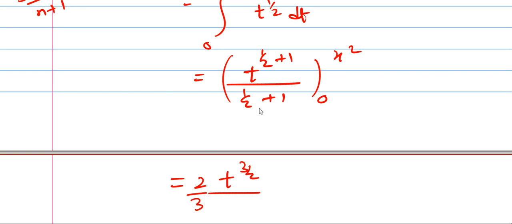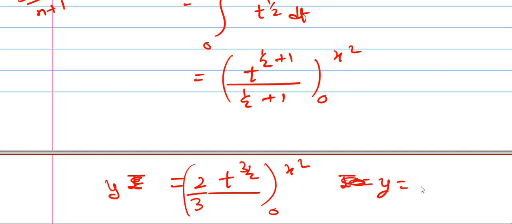Denominator will be 3 by 2. So 3 by 2 is nothing but the denominator, so it becomes 2 by 3. Limits are 0 to x square. So this is nothing but my I. So I equal to y. So y equal to, substitute upper limit minus lower limit, so 2 by 3.